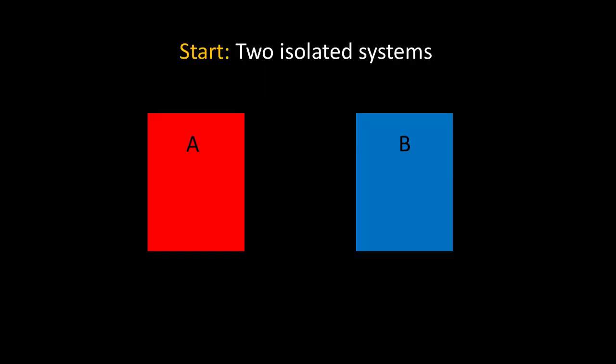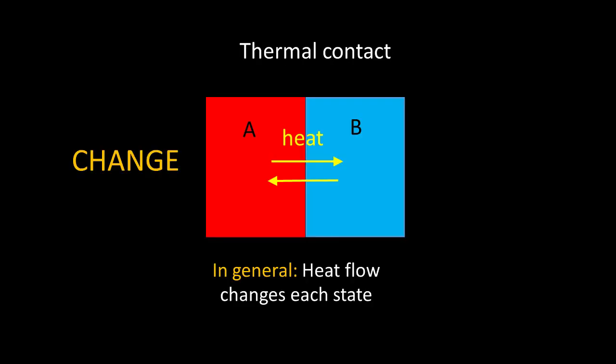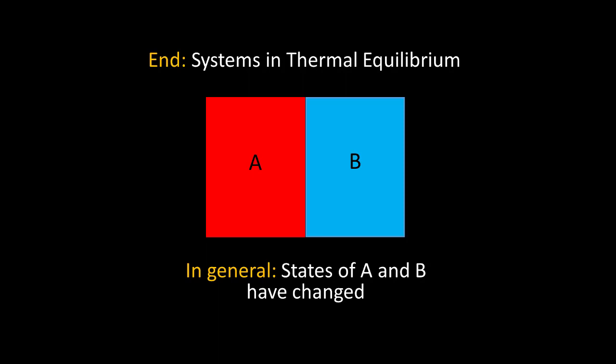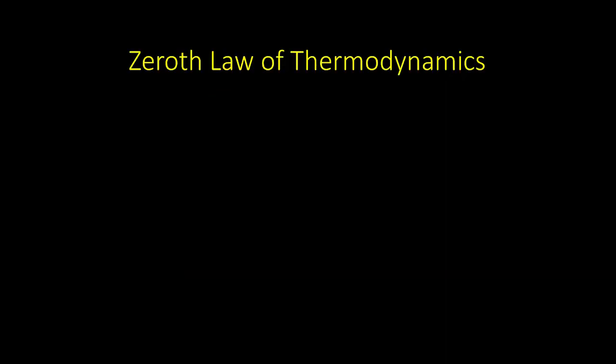Consider two systems, A and B, initially isolated, that are placed in thermal contact. In general, the systems change their states and some of their properties, and after a while they both settle into states in which their properties don't change anymore and there is no heat flow between them. At this point, the two systems are in thermal equilibrium with each other. Equilibrium means balance. Now we look at the zeroth law of thermodynamics.